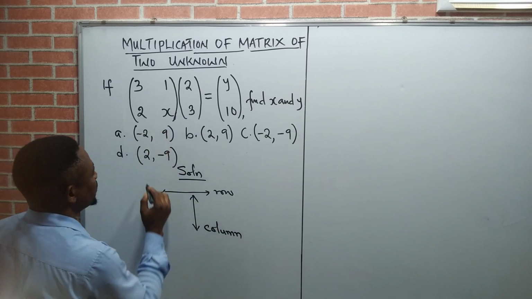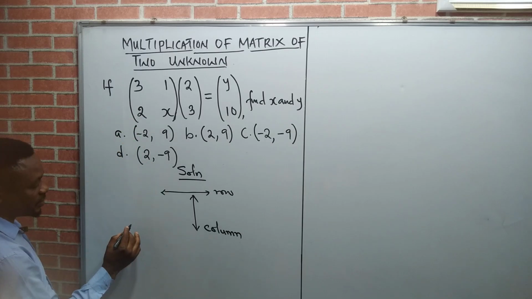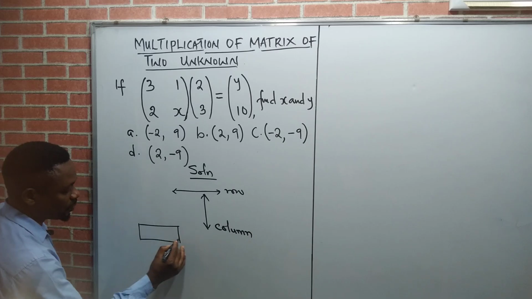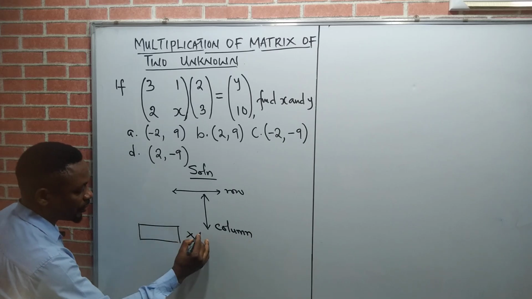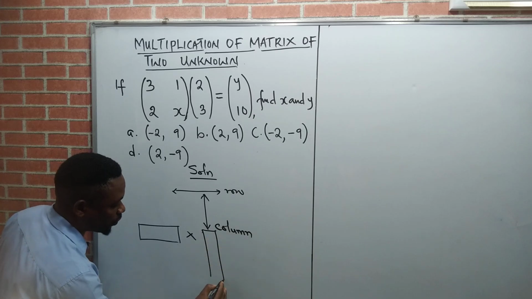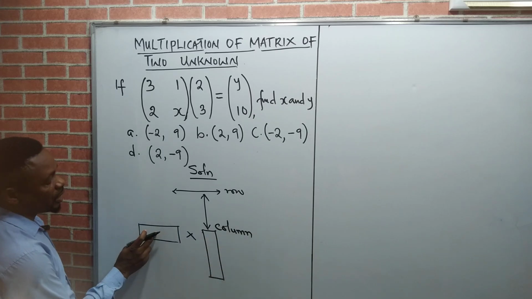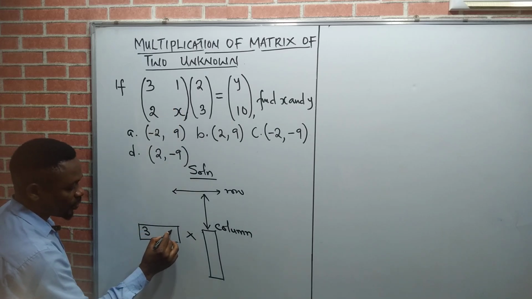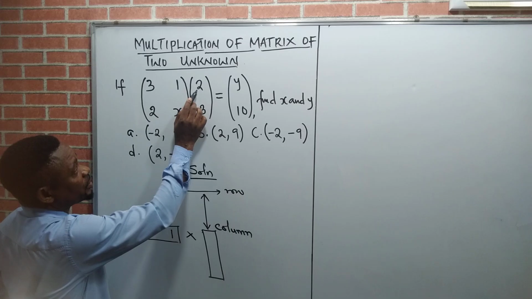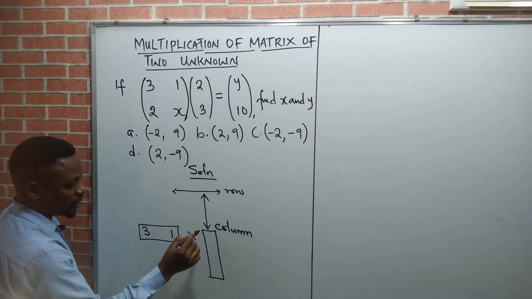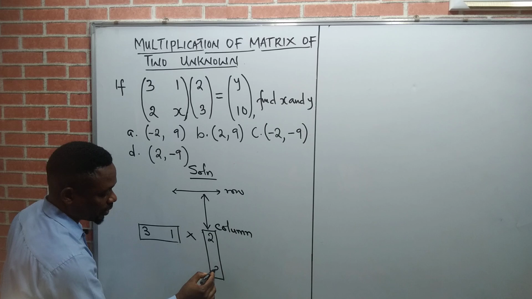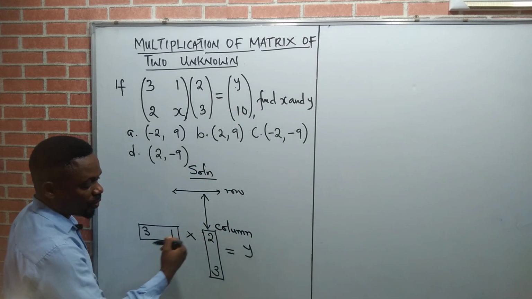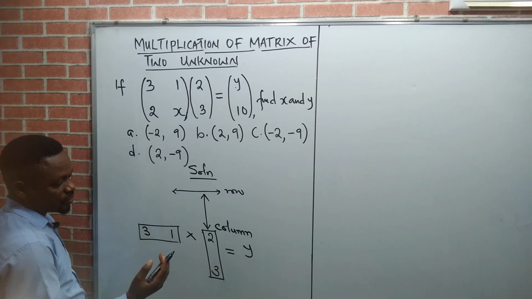Well, let's start. Now the question says we should find x and y. So use a block method to multiply it. Very simple. This is called row arrangement, and this is called column arrangement. Now I want you to observe this. This is the first row in the question, so the numbers are 3 and 1. Now this one is the column, which is 2 and 3. So I'll write 2 and 3. Now everything should be equal to the first value, which is y.